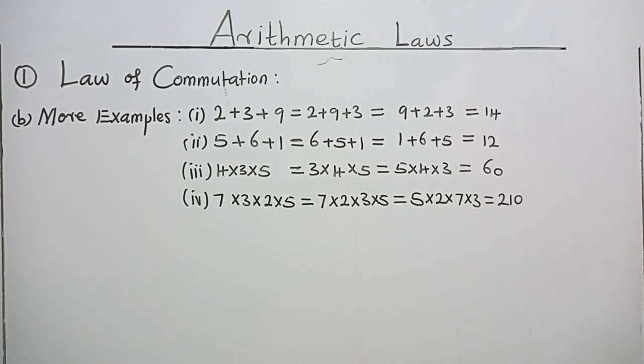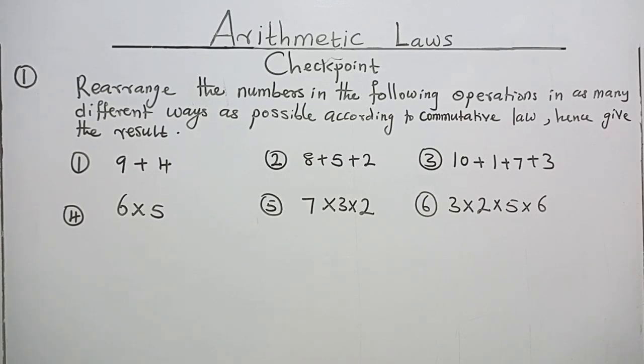The time has come for you to check whether you've been following what I've been saying. Please watch out for a simple exercise. And here comes the checkpoint. It says, rearrange the numbers in the following operations in as many different ways as possible according to the commutative law. Hence, give the result. 1, 9 plus 4. 2, 8 plus 5 plus 2. Number 3, 10 plus 1 plus 7 plus 3. Number 4, 6 times 5. Number 5, 7 times 3 times 2. And number 6, 3 times 2 times 5 times 6.